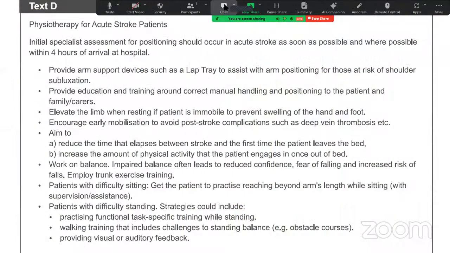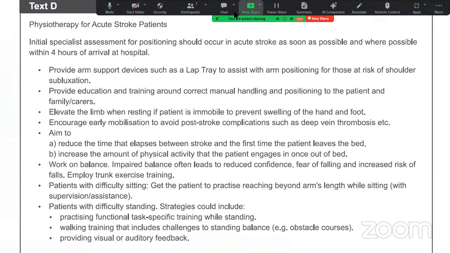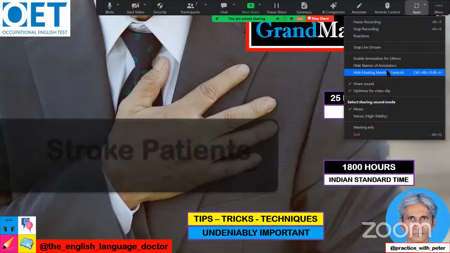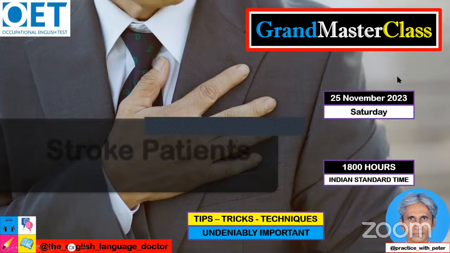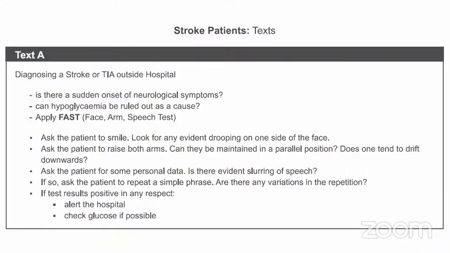Yeah, active, fast. I'll go very fast now. From 1 to 10 questions, I'll go very fast. Okay. Now let us see here. Right. So this is text A, which says diagnosis.